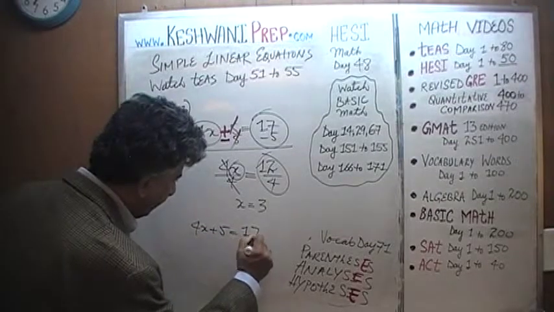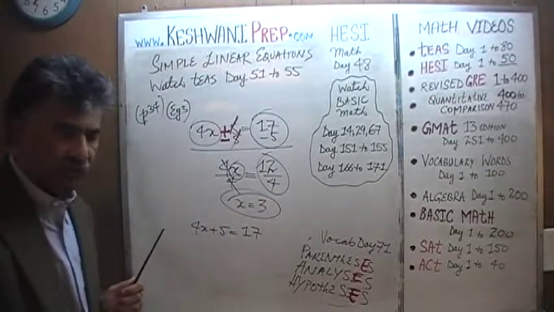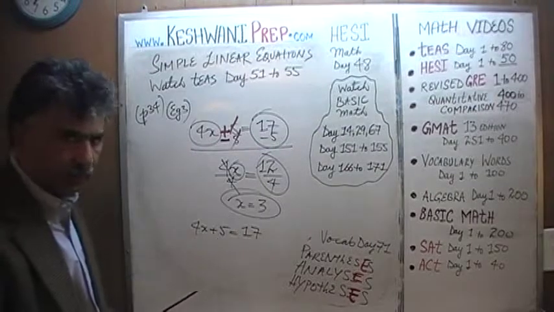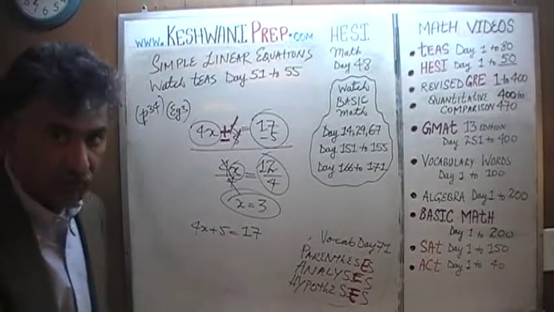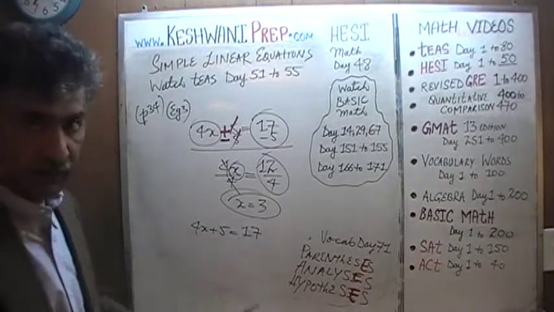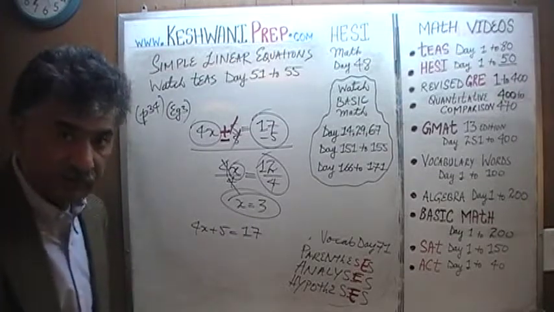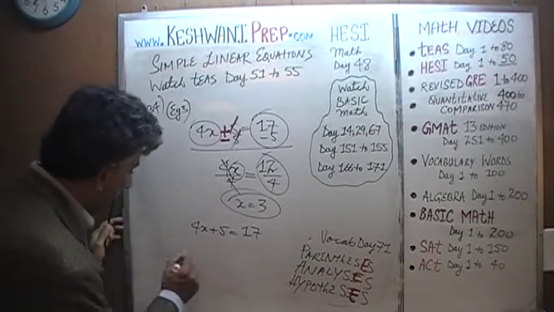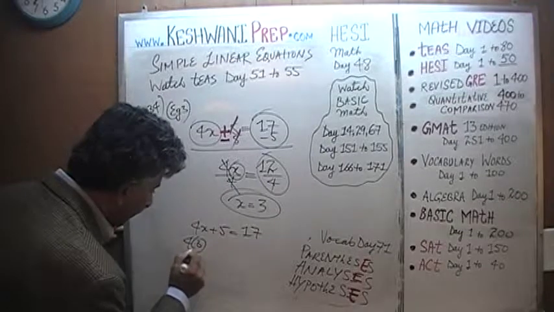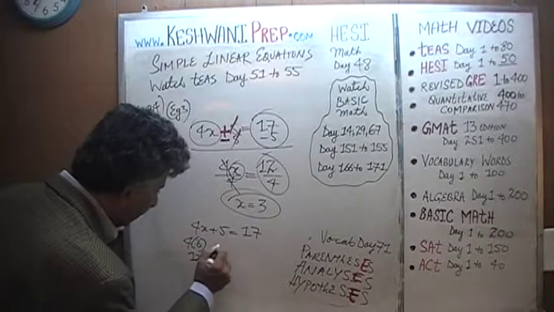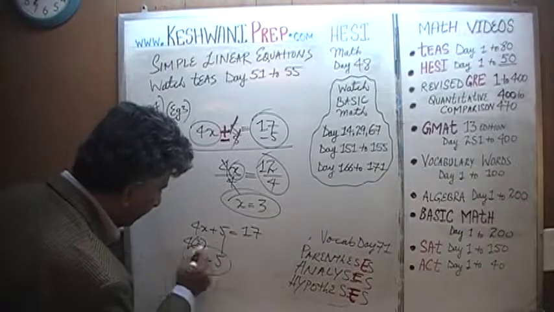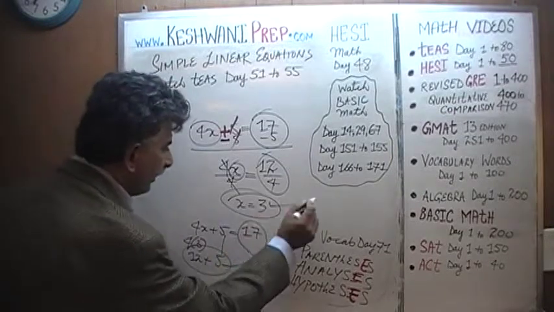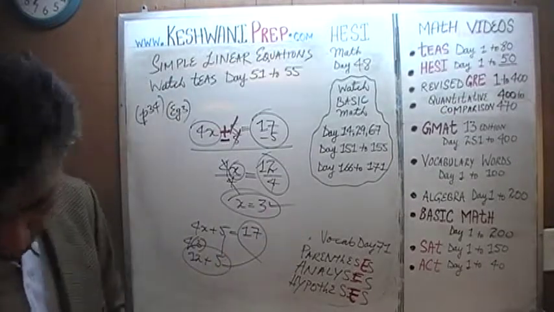4x plus 5, we were told, has to equal 17. And we are claiming that x is equal to 3. If x is in fact equal to 3, which we don't know yet, we will verify it in a second, it should satisfy this equation. 4 times 3 is 12. 12 plus 5, there you go, 12 plus 5 equals 17. It checks out, it is correct.